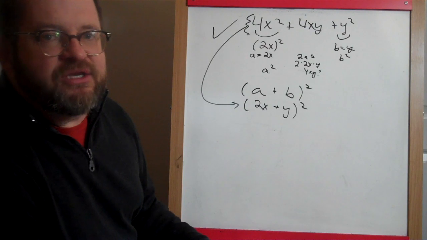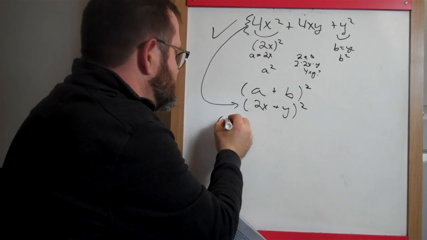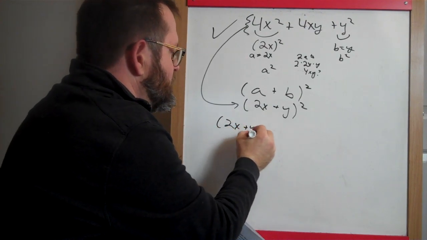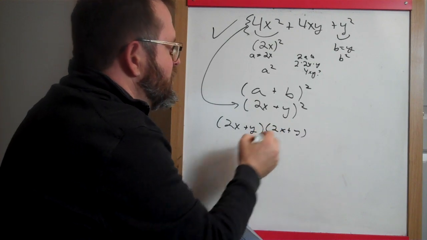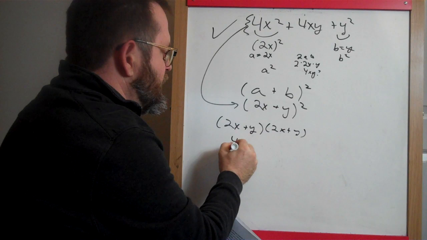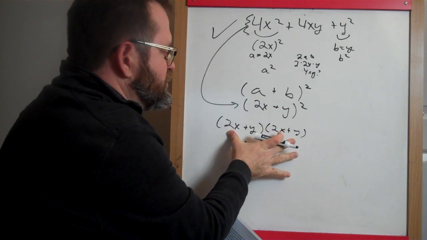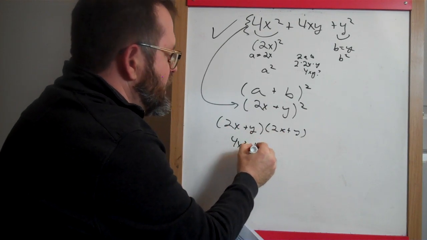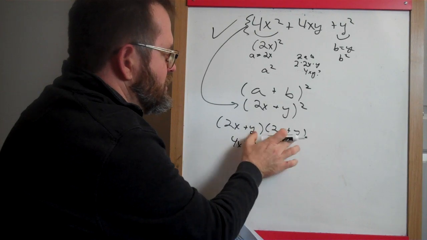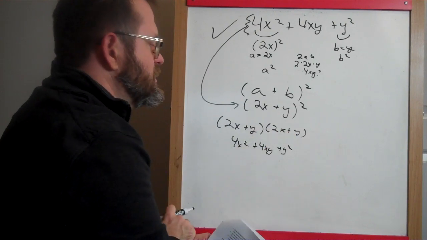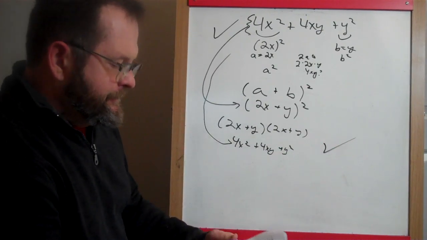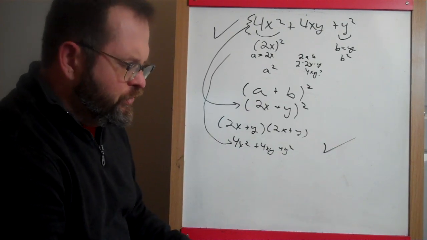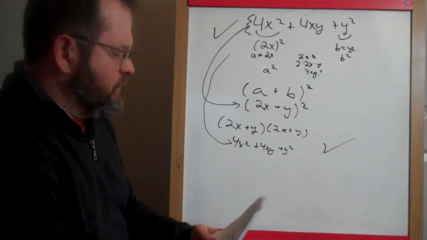And again, I always recommend using FOIL and making sure this is correct. Let's check our work. Is (2x + y)(2x + y) what we were looking for? That'll be 4x² + 2xy + 2xy, which is 4xy, plus y². And that does match the original expression, so this worked out. Cool. Whew, these things can be quite the mess.